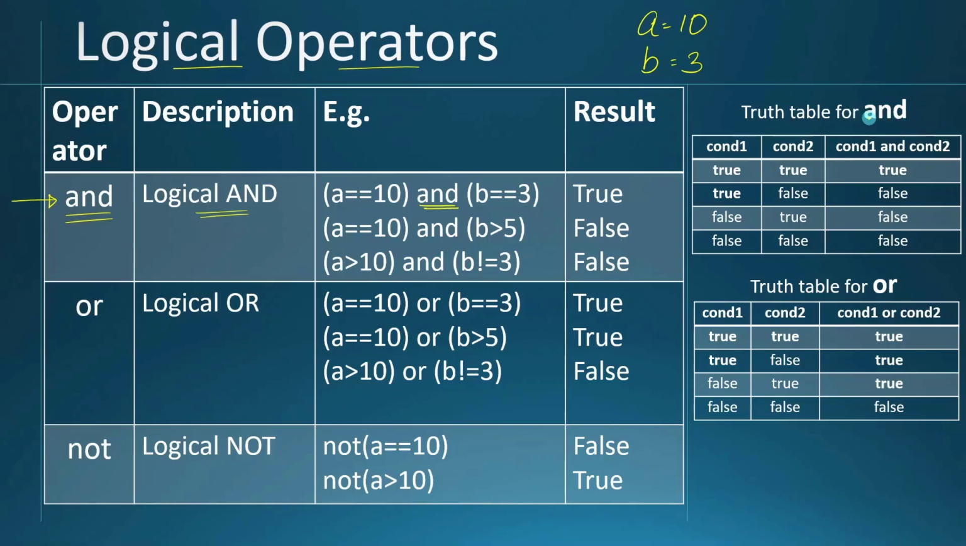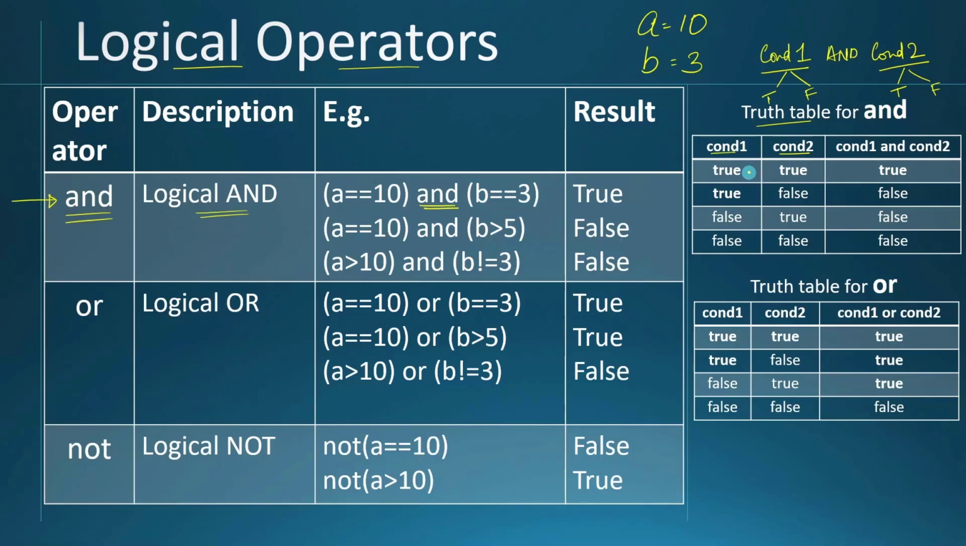So now before we start with this example, let us see how AND operator works with the condition values. So let us say I have condition 1 and condition 2. So in this example, A equal to 10 will be our condition 1, B equal to 3 will be our condition 2. So here you can see in this table I have written condition 1 and condition 2. I have told you condition 1 can be either true or false. Condition 2 can be either true or false.